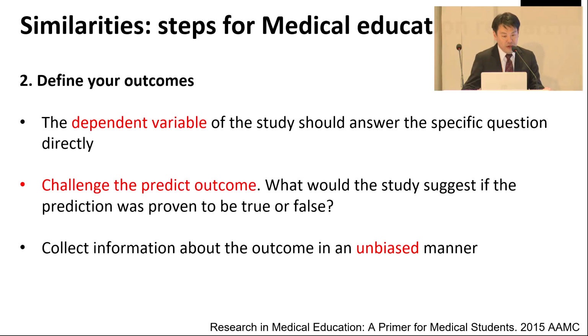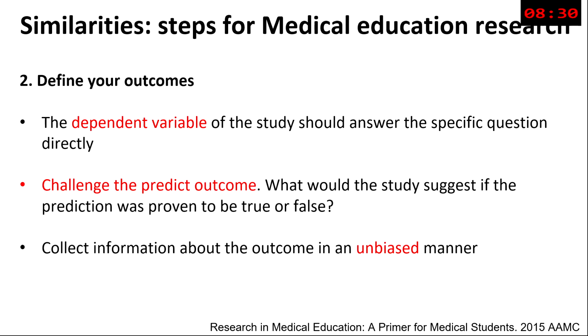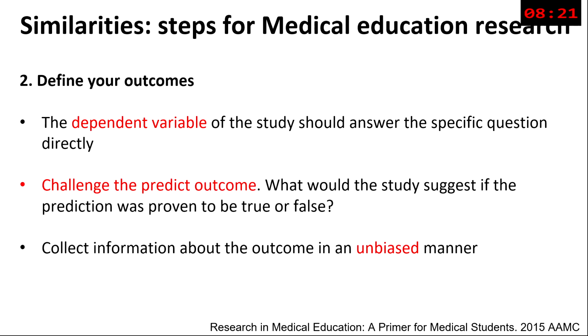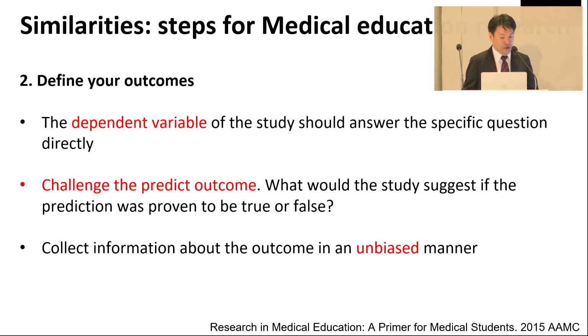And similarity number 2, define your outcomes. Ideally, you would assume that the dependent variable of the study should answer the question that you are asking. However, sometimes it may not happen this way. You need to challenge the predicted outcome, meaning: what would the study suggest if the prediction was proven to be true or false? What is your story related to this outcome? You have to have that before you even start to collect your data. So when you have your story, you collect the information you need about the outcome in an unbiased manner. So this is also pretty similar to clinical research.